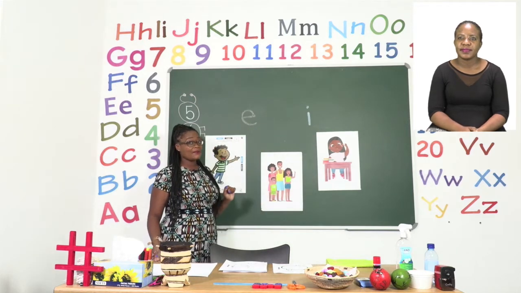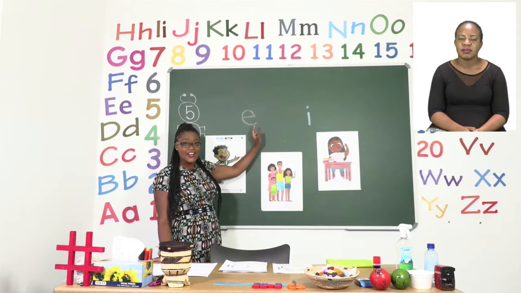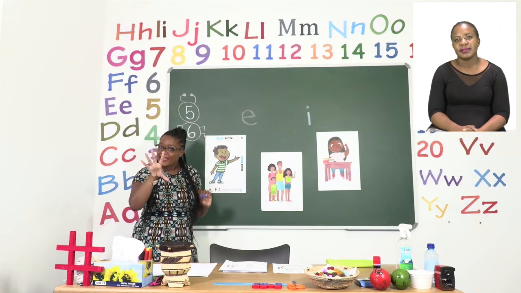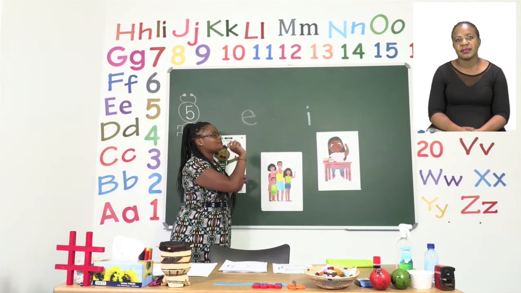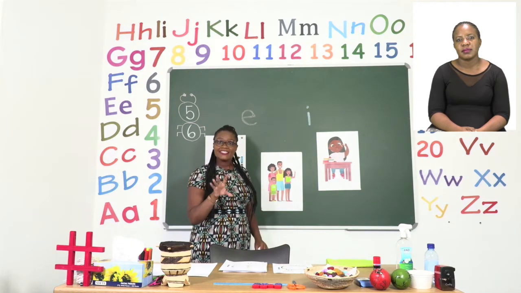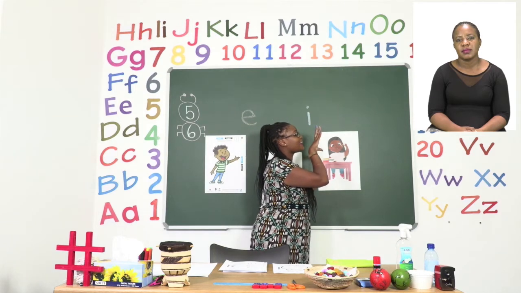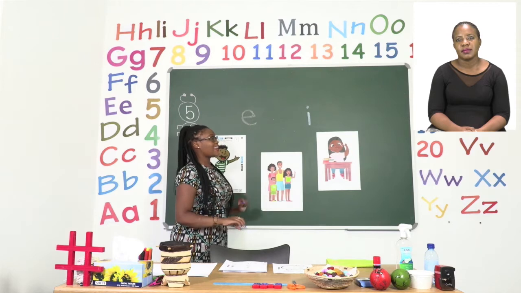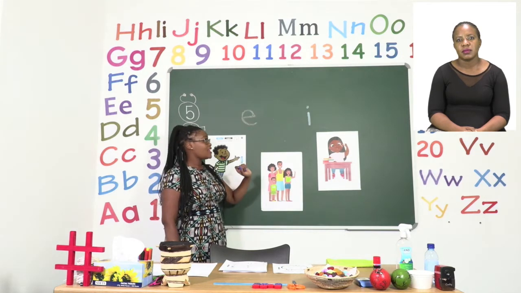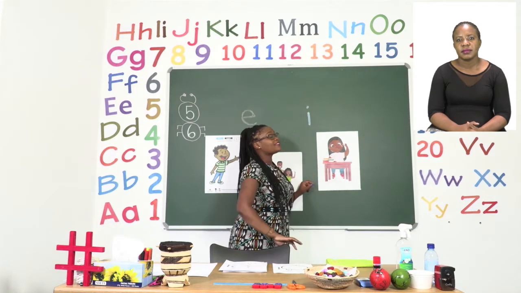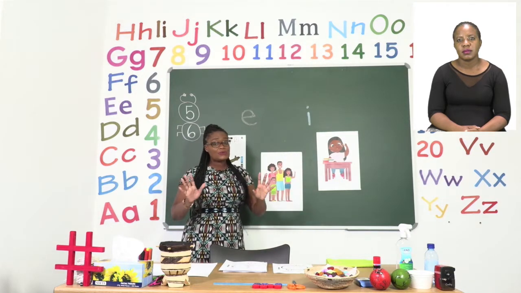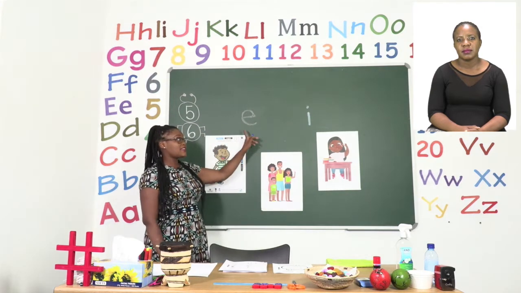Now, it's hard sometimes because we know this one as an E. So the name of this letter is an E. But when it is making a sound, it says A. Then for this one, the name is an I. But when it is making a sound, it says E. So this one says A, but the name of this letter is an E. And this one says E, but the name of the letter is an I. You have to remember this because if you don't, you might confuse the sounds.